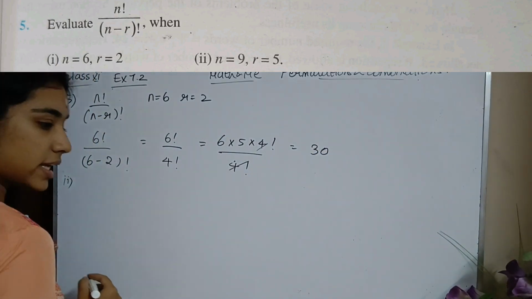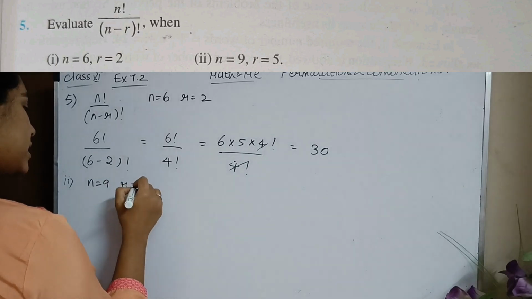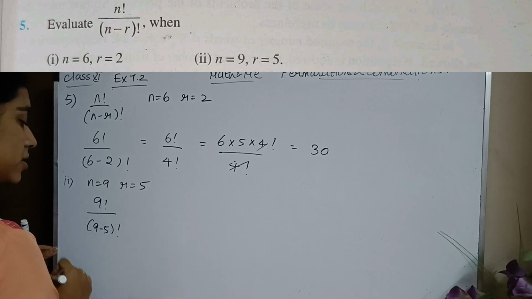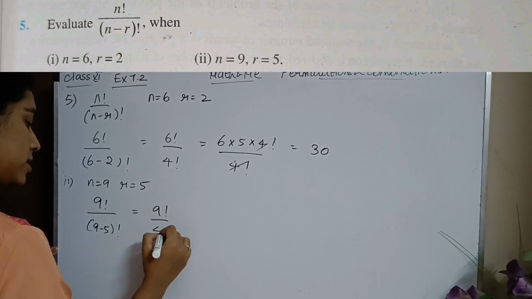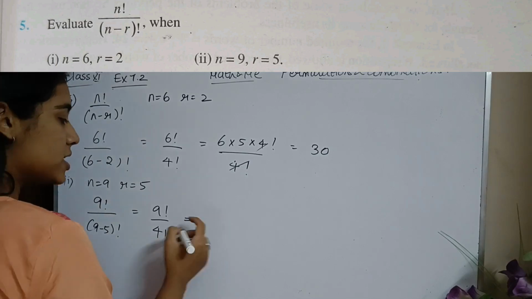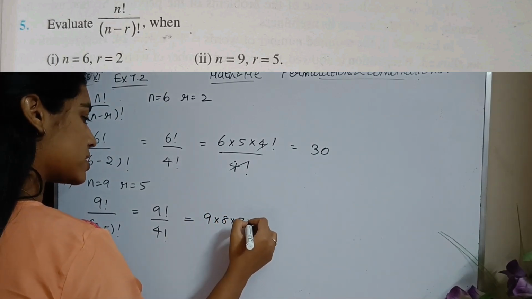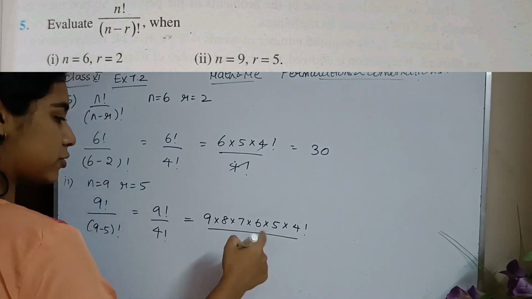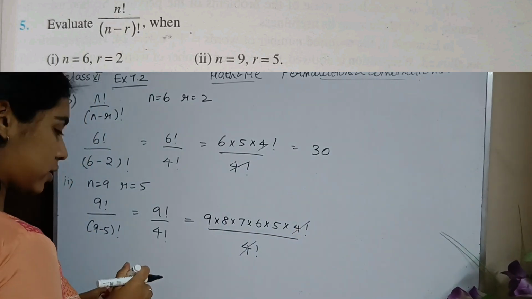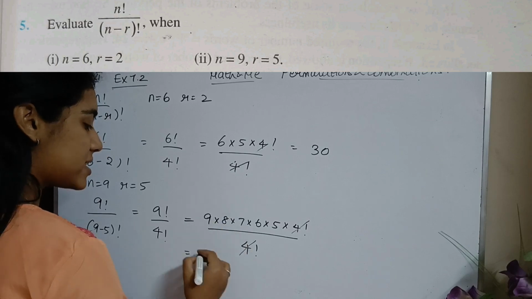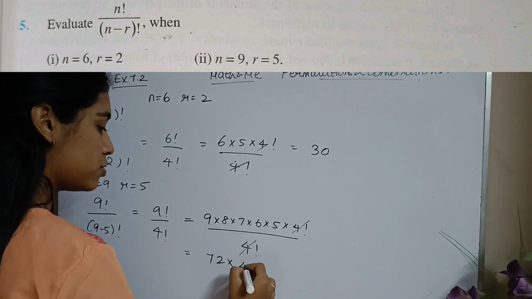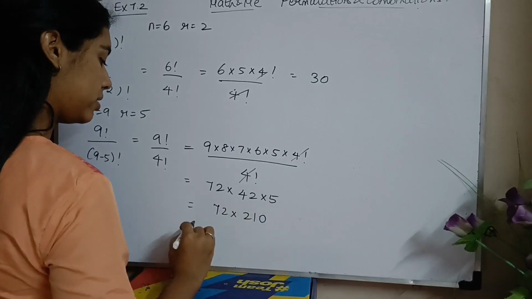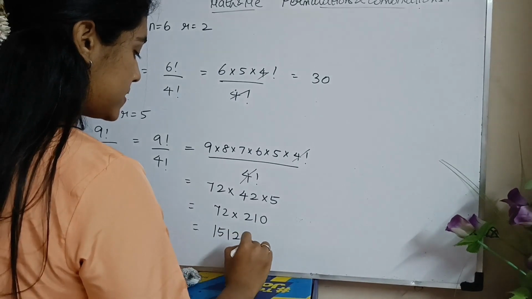Okay. Second subsection, n equals 9 and r equals 5. So again, when I substitute, 9 factorial divided by 9 minus 5 the whole factorial. So this will be 9 factorial divided by 4 factorial, since 9 minus 5 is 4. So I can write this as 9 into 8 into 7 into 6 into 5 times 4 factorial divided by 4 factorial. So the 4 factorial and the 4 factorial will get cancelled. I'll be left with 9 eights are 72, 7 sixes are 42, times 5. So this will be 72 times 210, which is 15120. Okay.